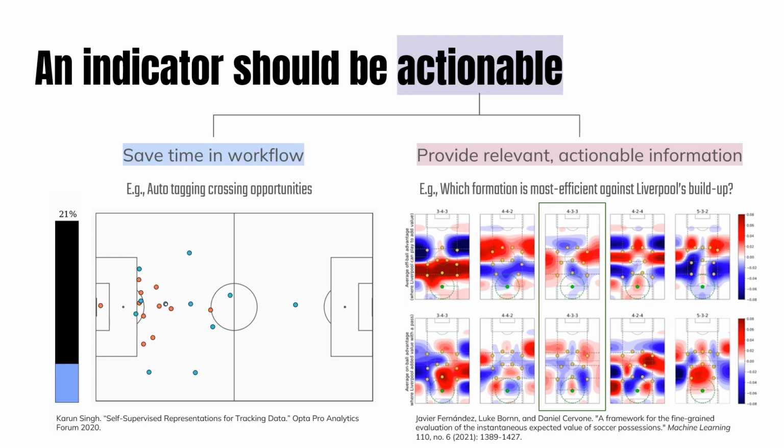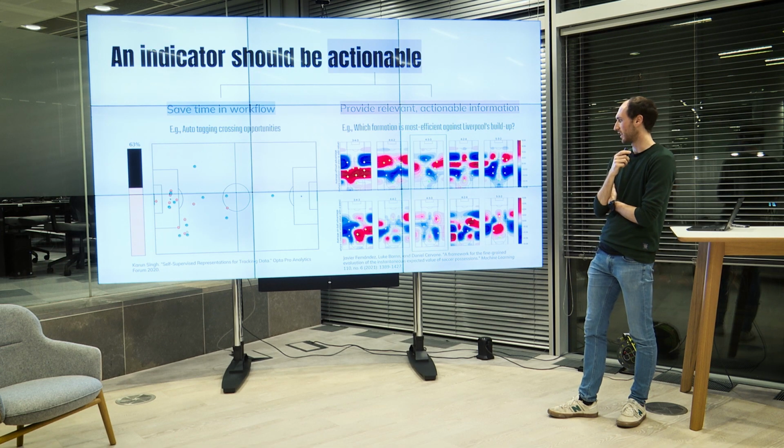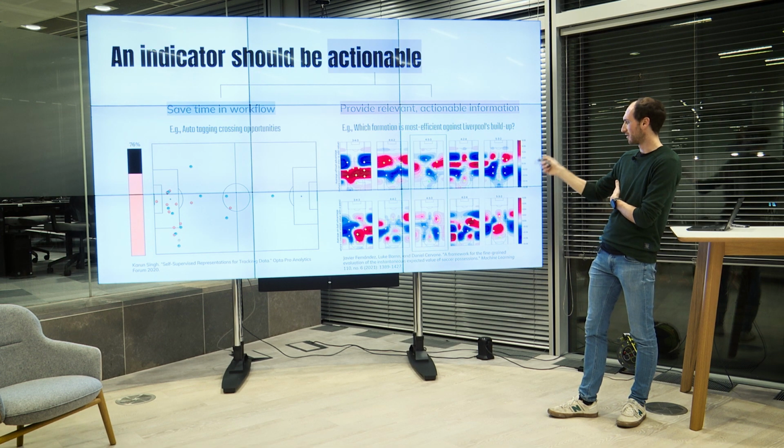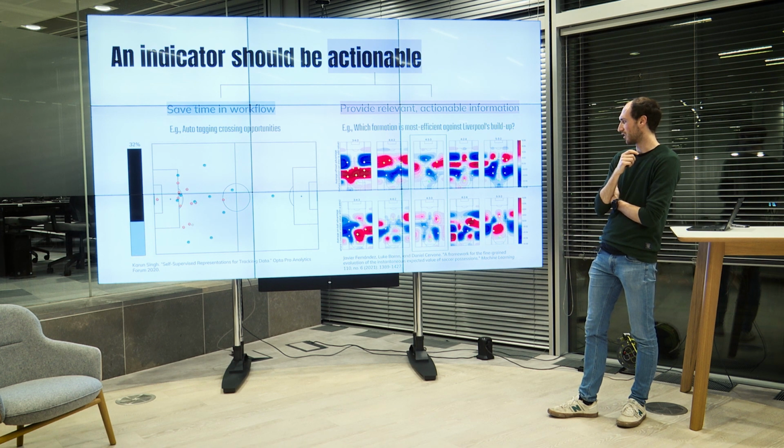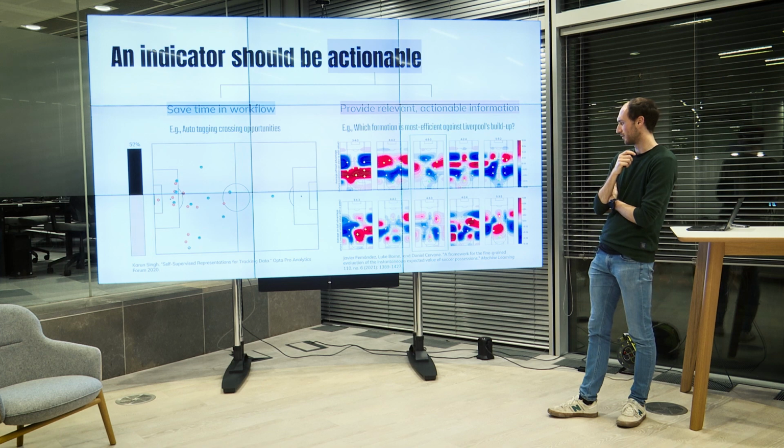And as an example of how an indicator can provide actionable information, I've taken this example from a paper by Javier Fernandez. What he does is he shows that against Liverpool's build-up, the most efficient formation to defend against is a 4-3-3 formation.